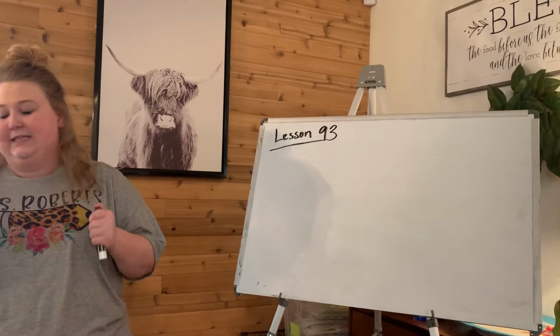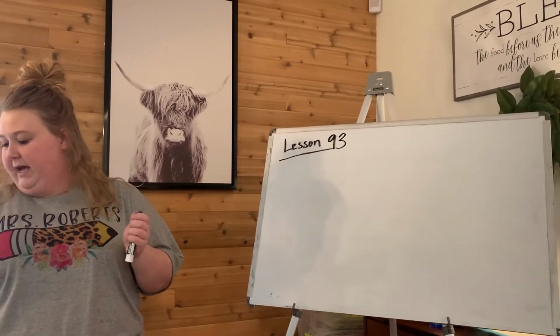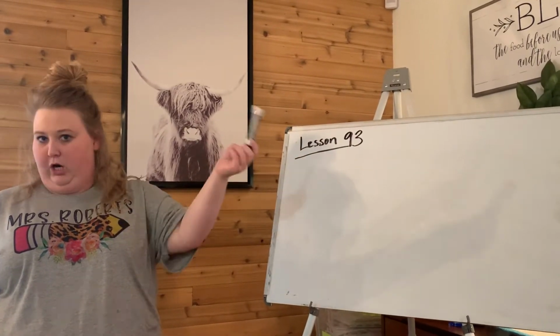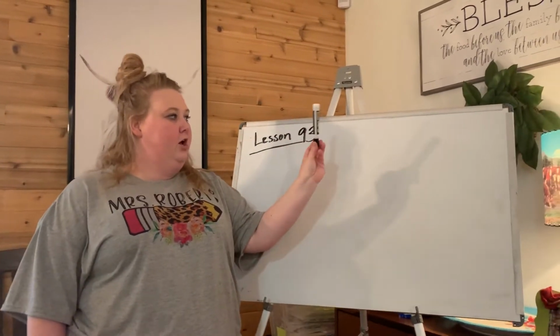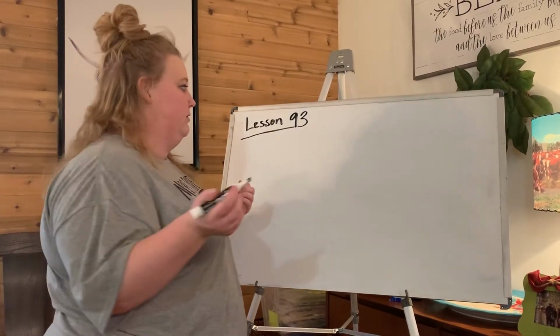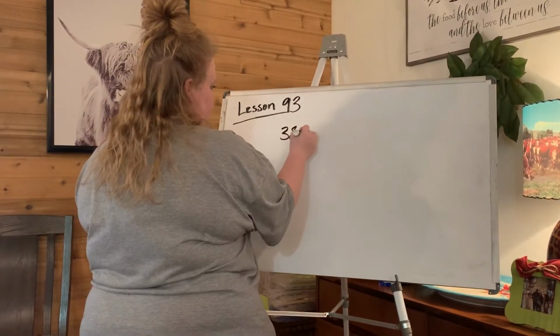When something costs less than $1, we usually write the amount using a cent symbol. Let's pretend that this marker right here in my hand costs 38 cents. How would I write that? Well, typically I just write it like this, 38 cents.